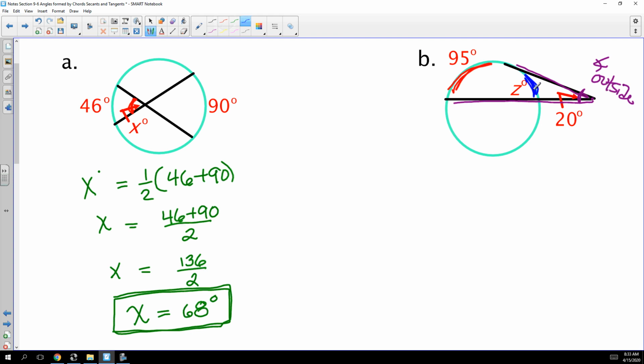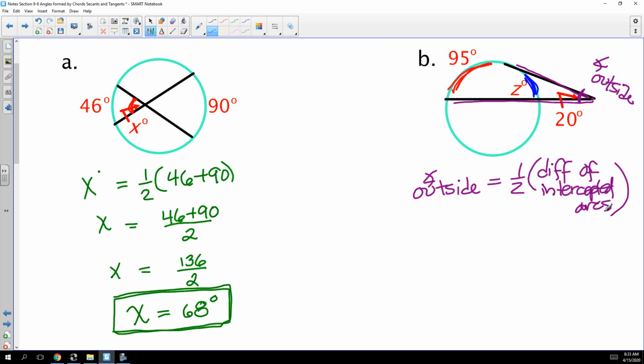Now we're looking for an arc, and we're not looking for the angle, but the relationship is still the exact same relationship. The angle outside is equal to half the difference of the intercepted arcs. Remember that we are subtracting because the angle formed is outside. So we're going to say 20 degrees is equal to half of 95 minus z.